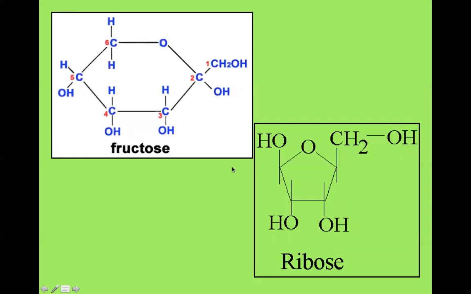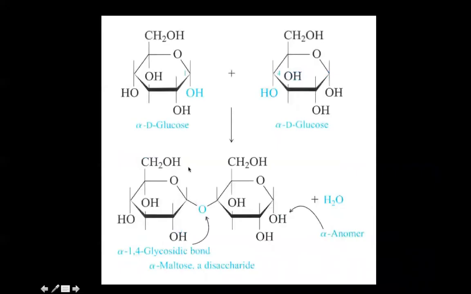But if we take a look over here, here's our fructose, that's another monosaccharide. Ribose, okay, it's another monosaccharide. You see, this is more of a pentagon shape. Fructose is more of a hexagon, but they're different than glucose, of course. They're all different. Okay, now we can get into the next level.